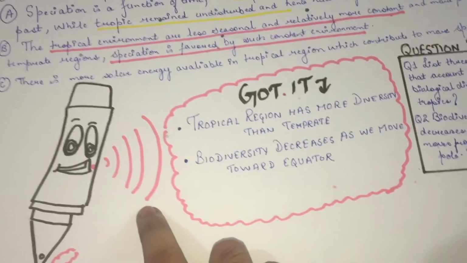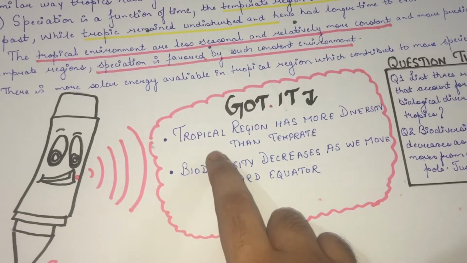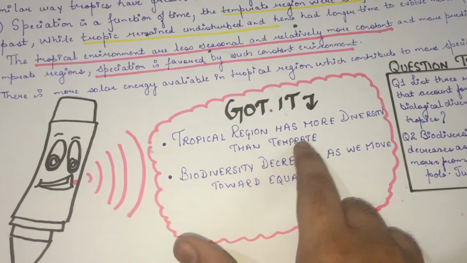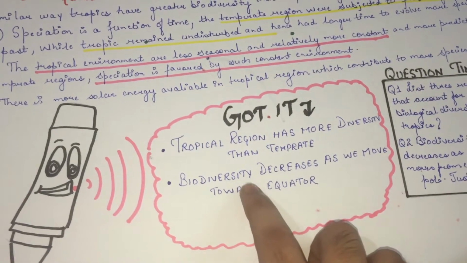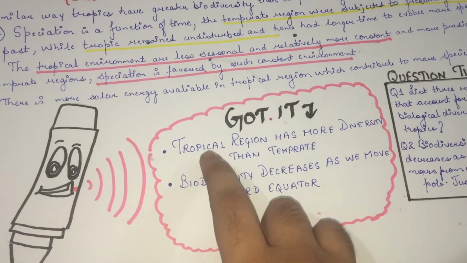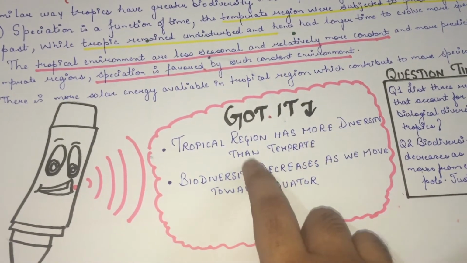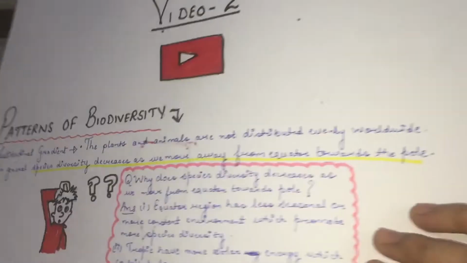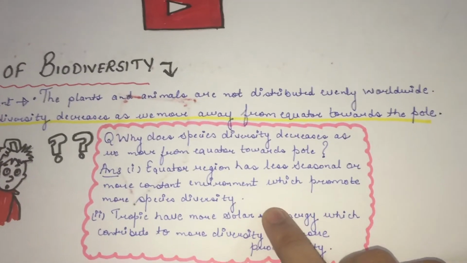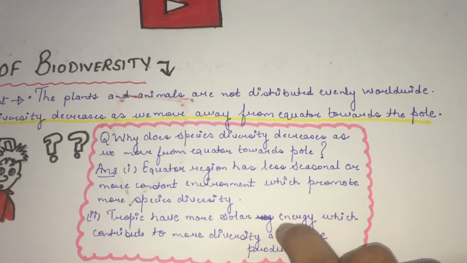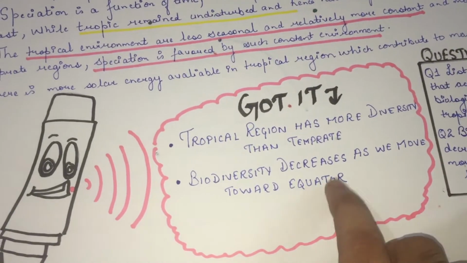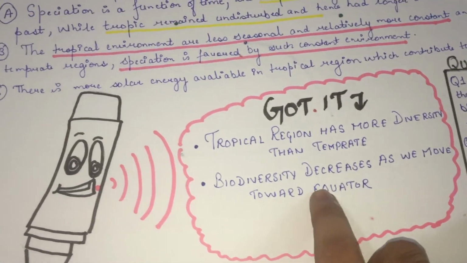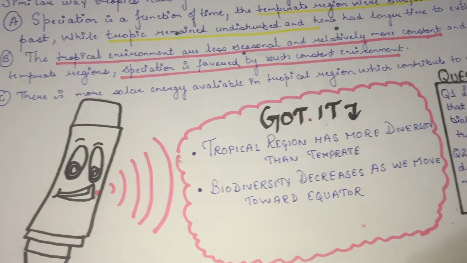So from here we get 2 points which we should remember. First, the tropical region has more diversity than temperate, and here are the 2 reasons which we have discussed. And second, biodiversity decreases as we move away from the equator. This also we have discussed earlier.